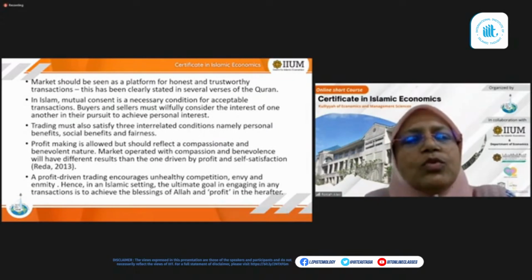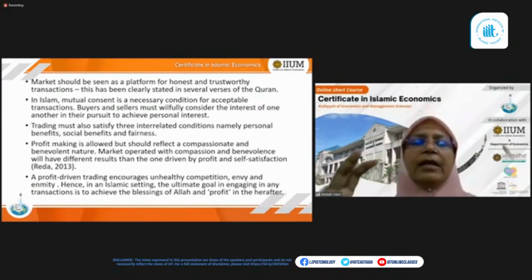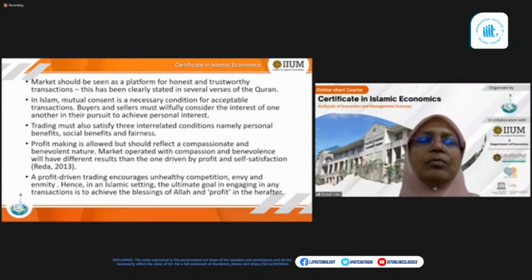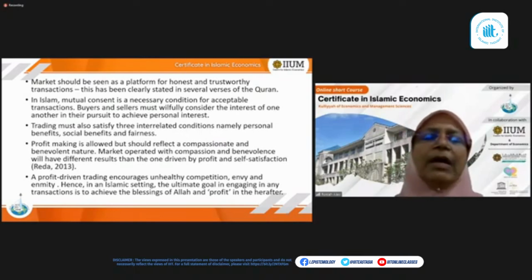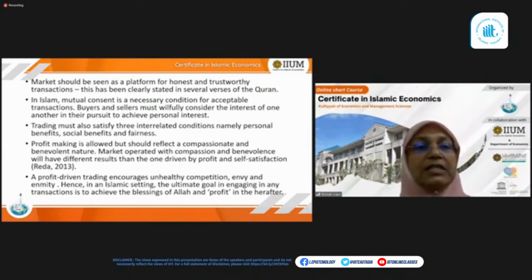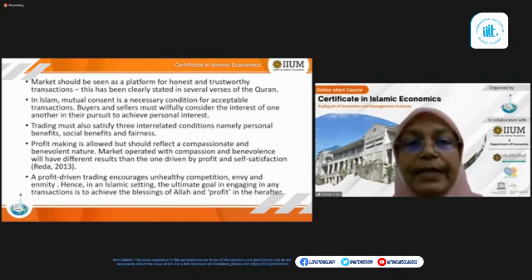So trading must satisfy three interrelated conditions. If you look at conventional theory, they just look into personal benefits, demand and supply. Consumers go to the market because they want to satisfy their own satisfaction. Producers, or sellers, are selling the products because they want to maximize their profit. So that's personal benefits. There's nothing wrong with that.